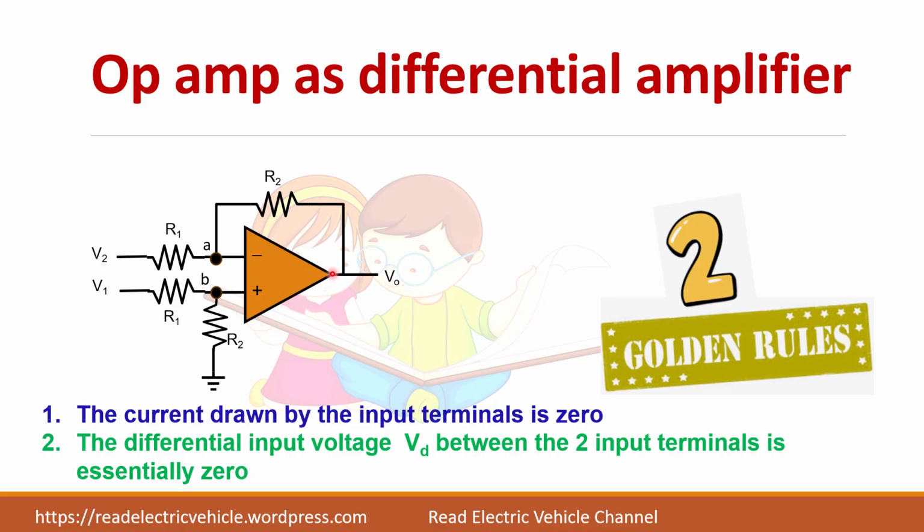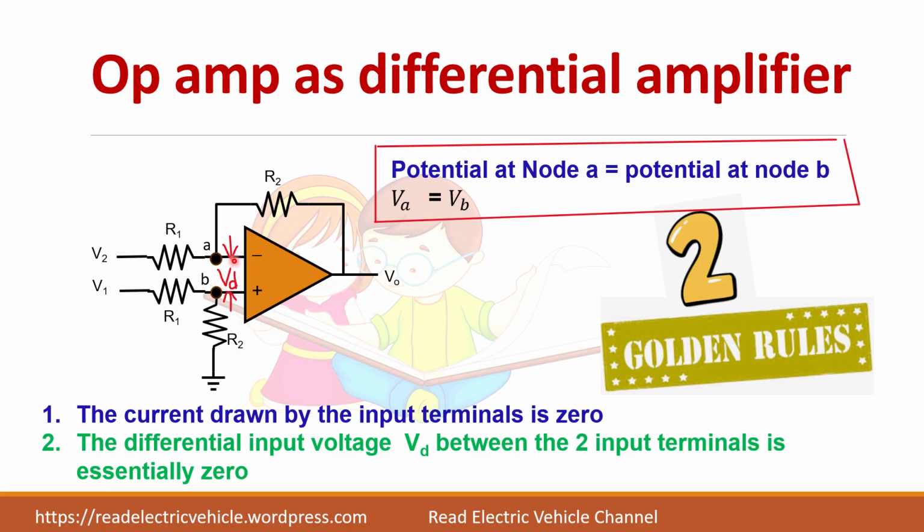The second thing is that the difference voltage between the two input terminals is essentially 0. It means that Vd is equal to 0, or we can say that this potential Va is equal to Vb. If both are equal, then Vd will be 0. So we say that Va equal to Vb. So with these two assumptions, we can see how an op amp can be used as a differential amplifier.